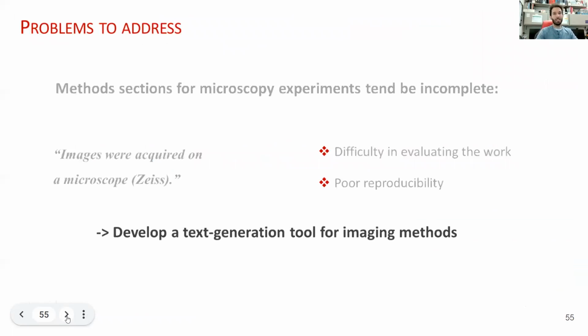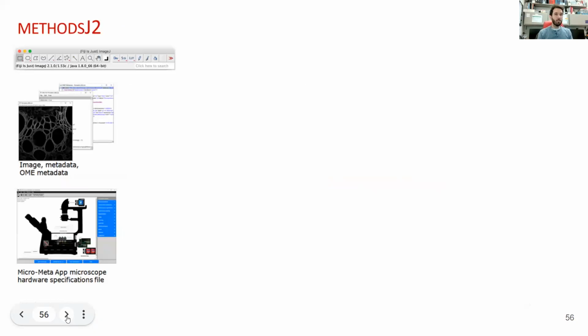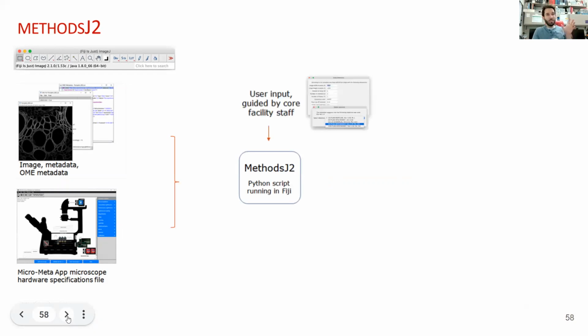And so our solution, one of the many solutions that were developed to this, was to try to develop a text generation tool for imaging methods. I'll walk you through this in the next couple of slides. So we put together MethodsJ2, which, as you can guess, is based on MethodsJ1. This is written as a script for Fiji. We decided to use Fiji to leverage all the tools available in Fiji, especially Bio-Formats, which allows us to get the image metadata.